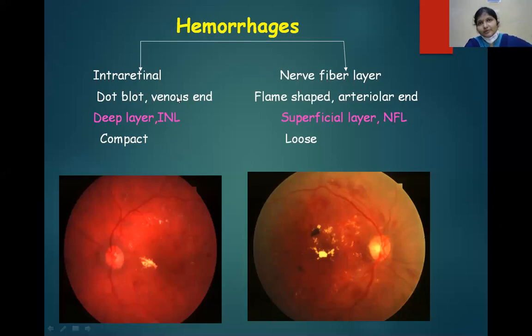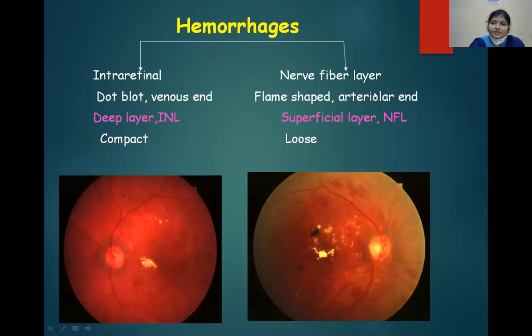If you recapitulate, what are the structures present in the inner nuclear layer? It contains bipolar cells, Müller cells, and amacrine cells. Because it is deeply located and the fibers are compact in nature, the blood cannot spread easily. So the spread of the blood is contained and they appear as dot and blot hemorrhages. Whereas in superficial hemorrhages, the hemorrhages occur in the nerve fiber layer.